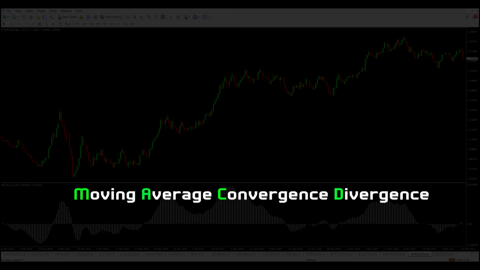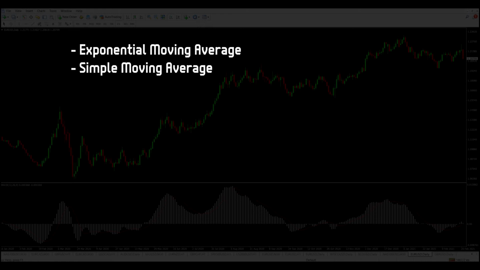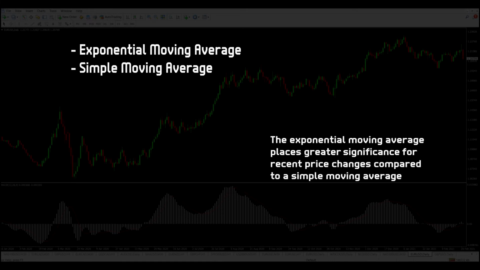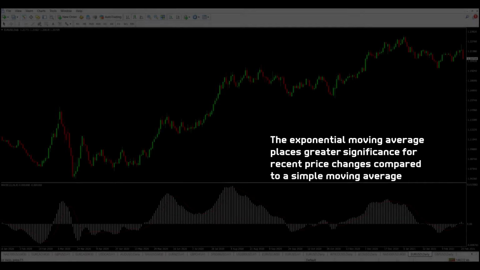The default settings for MACD use exponential moving averages. There are two commonly used moving averages by traders. The first is called the exponential moving average, and the other one is called the simple moving average. The difference between exponential and simple moving averages is the following. The exponential moving average places greater significance on the recent price changes compared to a simple moving average. This is because the simple moving average applies equal weight to all the price changes within the calculation period.